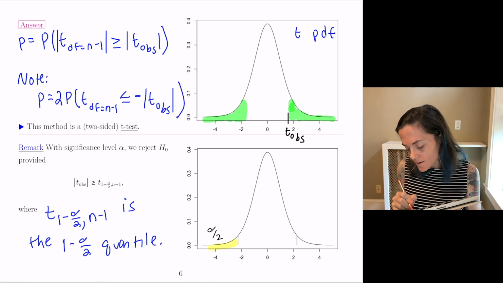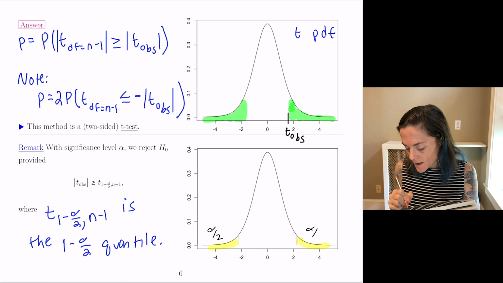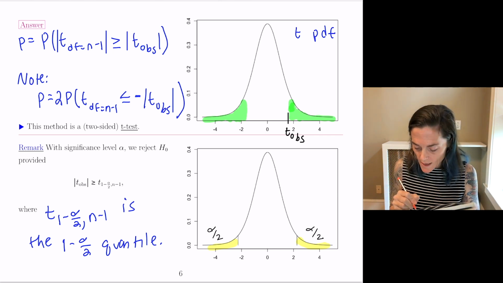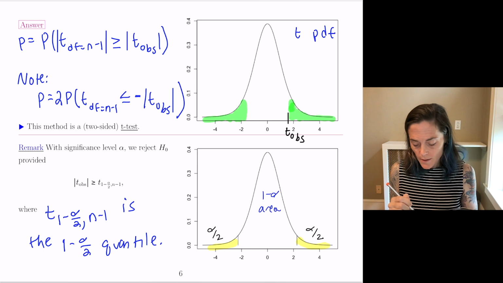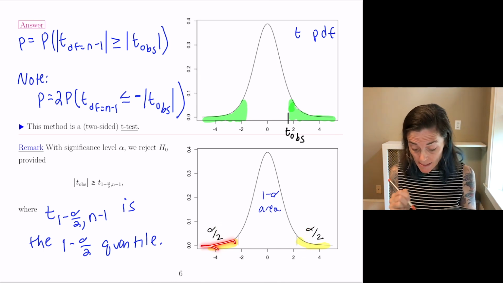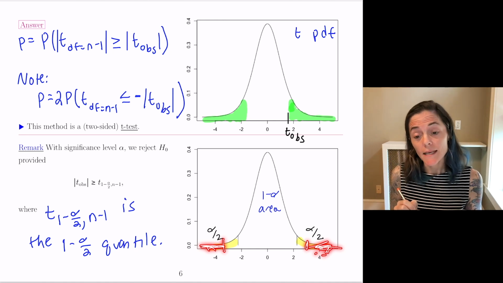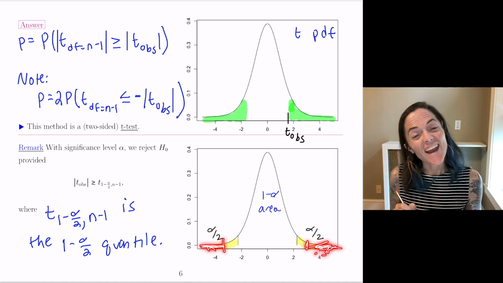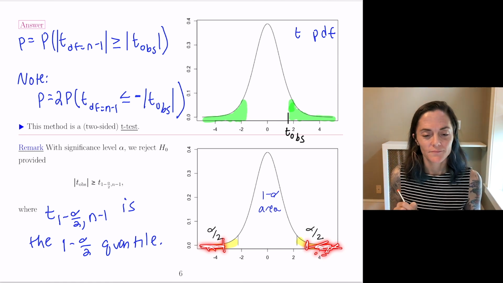And over here, we have alpha over 2 area. And in here, we have area 1 minus alpha. So anytime our calculated t-statistic lies in this yellow, well, then if you took the probability that you have a t-statistic at least this large, thinking area here, it would be less than alpha. We would reject the null.